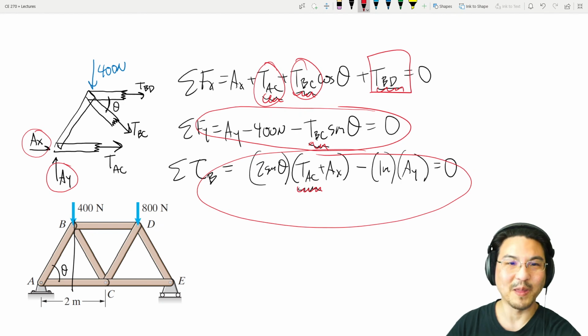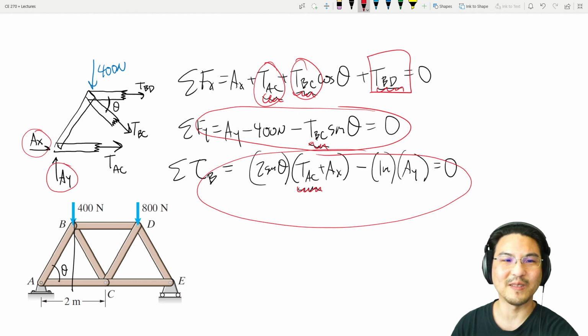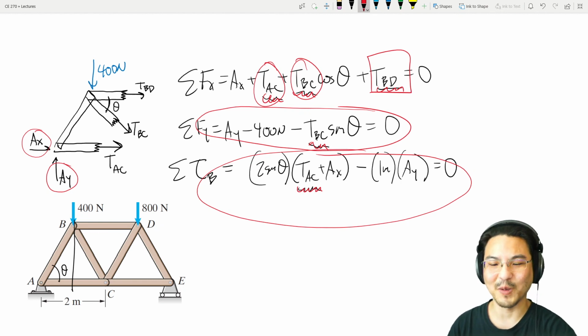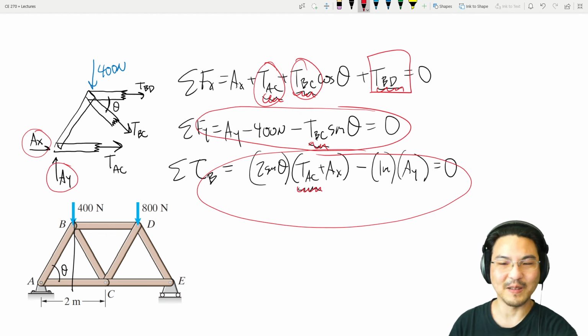Okay, so that's the method of sections. It requires more practice. So I think however much time you spent practicing the method of joints, this one is a little trickier. So you may want to spend more time on this particular method. And then let me get to some more examples in other videos. I'll see you on those.